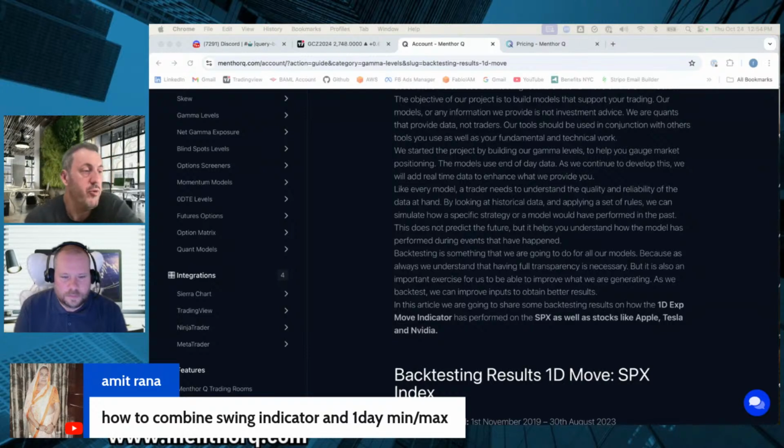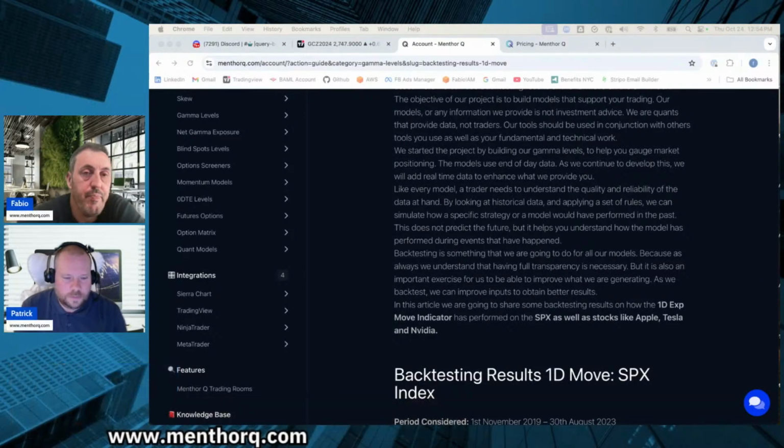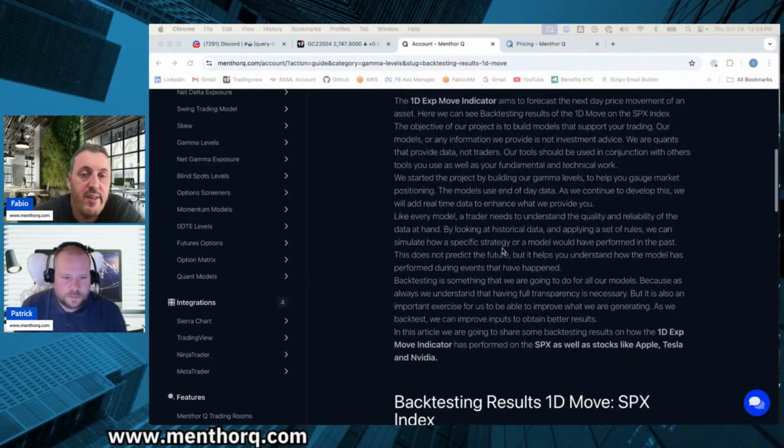Let's go into this one, Patrick, because I think we're not going to talk too much about the swing levels, but this one is actually a good question, and we can introduce that topic as well. So how to combine the swing indicator and the one-day minimum and one-day max. So thank you, Hamid. Essentially, let's go back to our history.